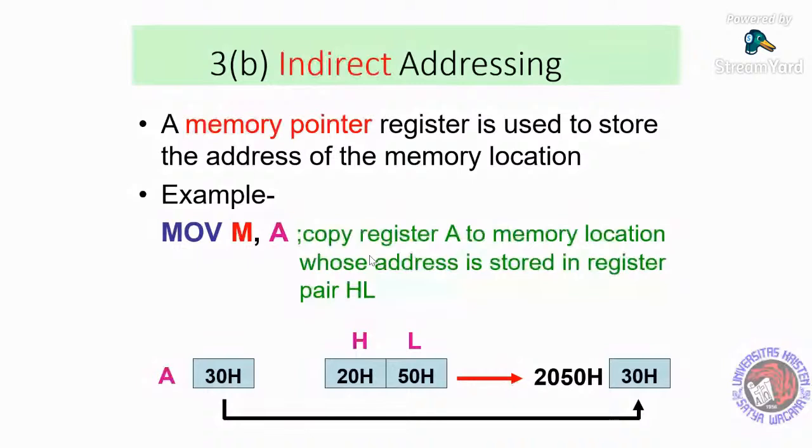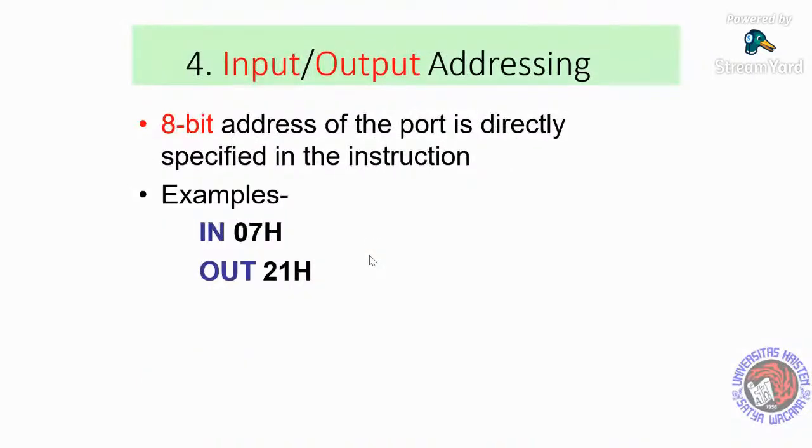Okay, this is the input output register. For example, you want to input to the accumulator 7 hexa, and then you want to output to, for example, the output section 21 hexa.